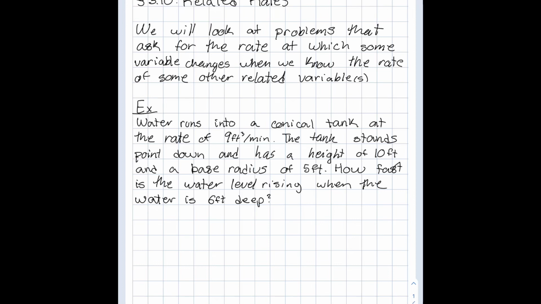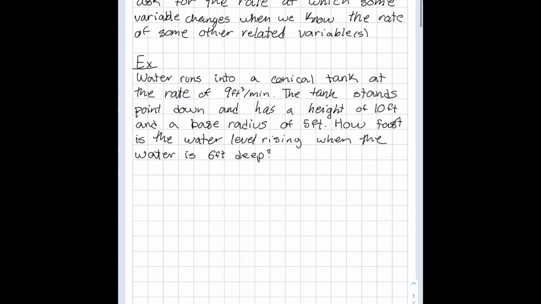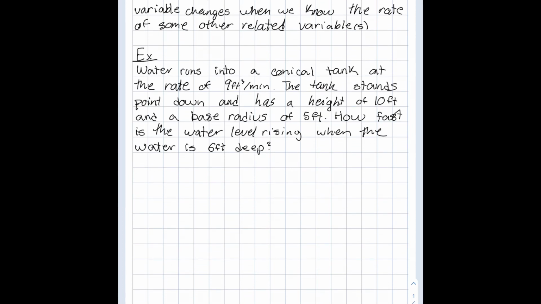Our first example is that water runs into a conical, cone-shaped tank at the rate of 9 feet cubed per minute. When you see feet cubed, that probably means volume. The tank stands point down and has a height of 10 feet and a base radius of 5 feet. How fast is the water level rising when the water is 6 feet deep? So always draw a picture.